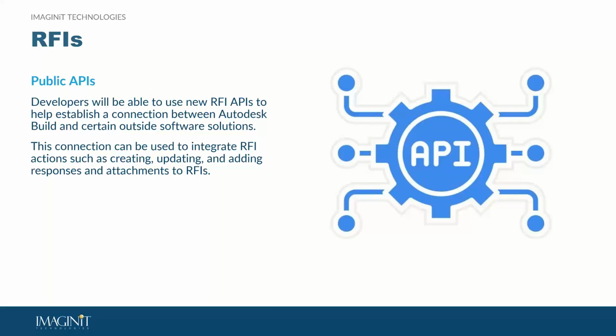With this release, developers and system integrators can now use new API endpoints to interact with the RFI workflow. These APIs allow external applications to create RFIs, to update existing RFIs, and to add responses and attachments to RFIs. So this means any kind of documentation, drawings, sheets, all that good stuff. In practical terms, this means that your RFI process in Autodesk Build does not have to live all alone in isolation. It can now be connected to other tools that you use for PM work, for scheduling, for asset tracking, any kind of compliance work that you do.